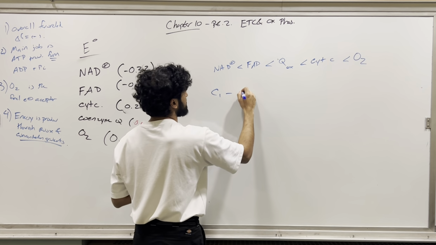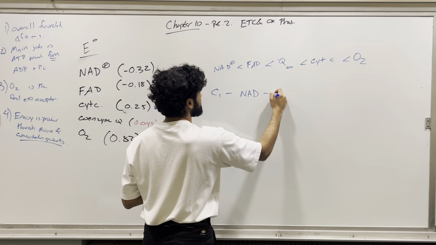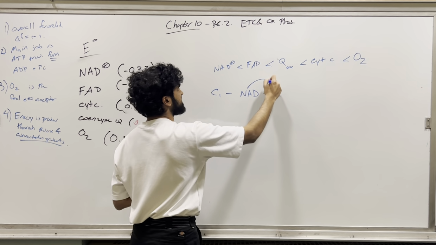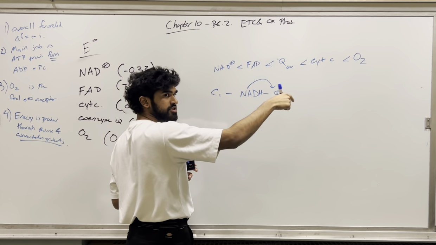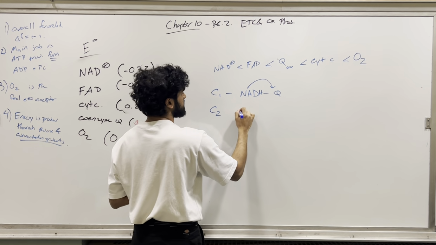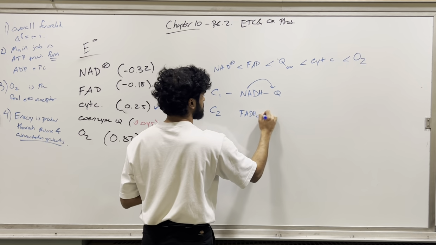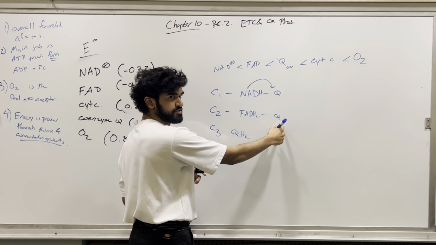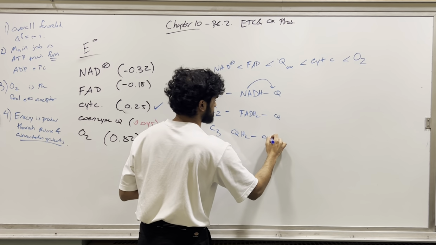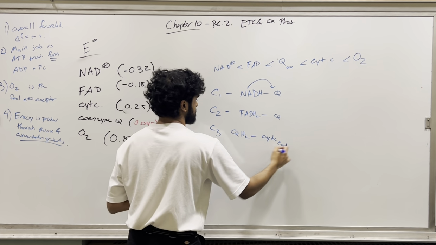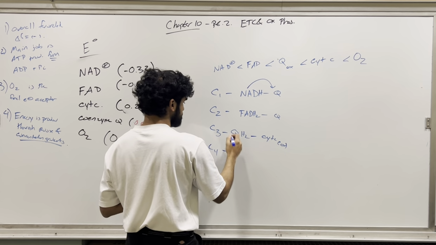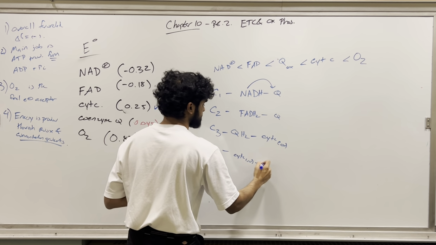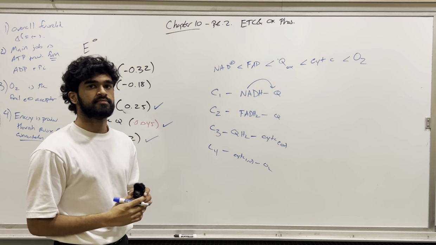Complex 1 is a complex between NAD and Q, and this gives electrons to that. So it's NADH to Q, right? Complex 2 is FADH2 to Q. Complex 3 is QH2, the reduced form of Q, to cytochrome C oxidized. And then complex 4 is cytochrome C reduced to oxygen. Who sees a pattern here?